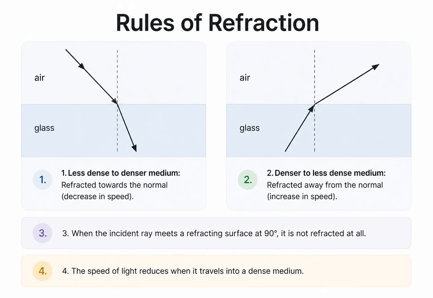To summarize the behavior of light at boundaries, we have a few handy rules. When a ray travels from a less dense medium to a denser medium, like from air to glass, it slows down and is refracted towards the normal line. Conversely, when traveling from a denser to a less dense medium, like glass back out to air, it speeds up and bends away from the normal. And importantly, if light hits the boundary dead-on at 90 degrees, it changes speed, but its direction doesn't change at all. It passes straight through. We will use these rules to solve more complex multilayer problems next.